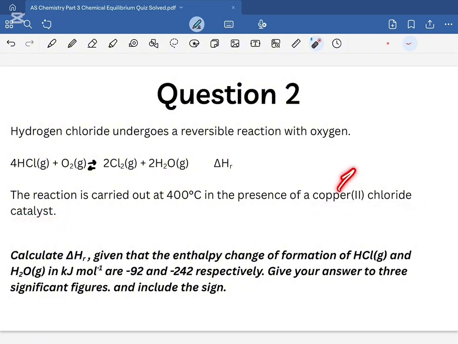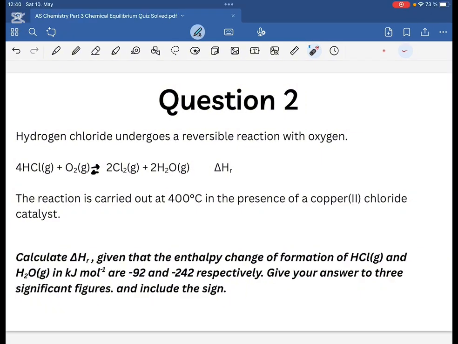So the catalyst is solid, and these are all gases, so the catalyst is heterogeneous. Now they said calculate delta H of the reaction, given that the enthalpy change of formation of HCl gas and H2O gas in kilojoules per mole are minus 92 and minus 242 respectively, and give your answer to 3 significant figures and include the sign.